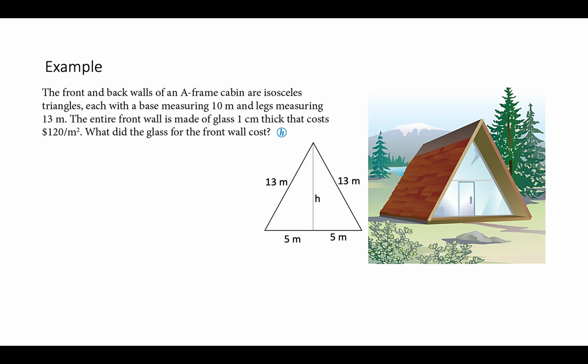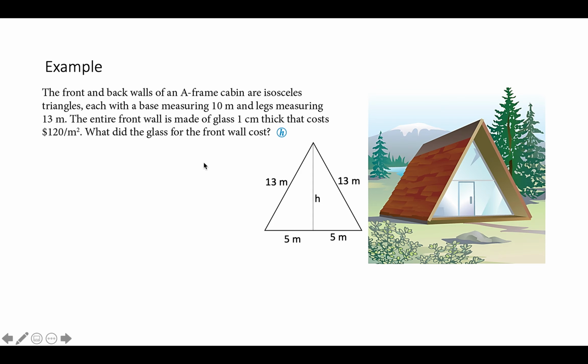Okay, here's another example. The front and back walls of an A-frame cabin are isosceles triangles, each with a base measuring 10 meters. So I guess this base along the bottom here is 10 meters, and legs measuring 13 meters. So each leg of this isosceles triangle, like this leg is 13 meters, this leg is 13 meters. The entire front wall is made of glass that's 1 centimeter thick, and that costs $120 per meter squared. So what did the glass for the front wall cost?